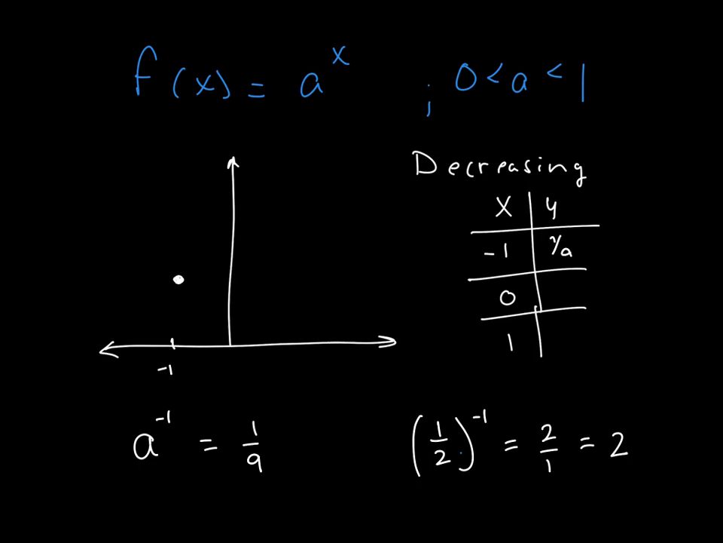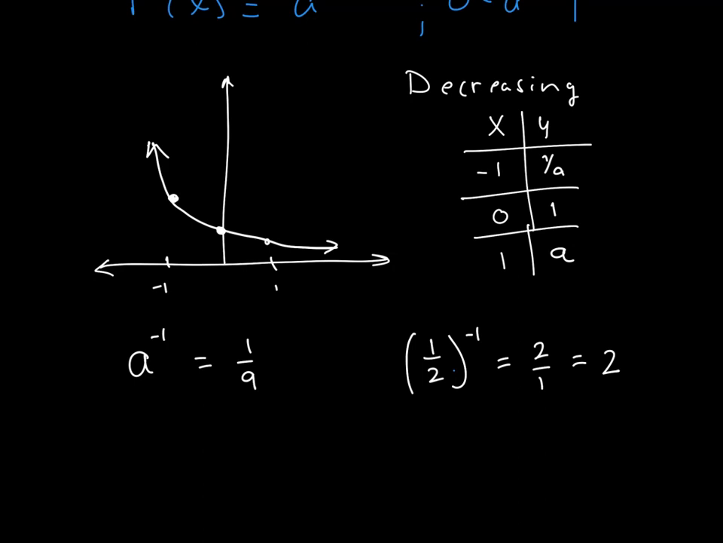The other 2 points that we have are the same as before. Anything to the 0 power is equal to 1. And the last one, anything to the first power is equal to itself. But with this, remember, it's getting smaller. The domain for this is the same, -infinity to +infinity. The domain goes from negative infinity to positive infinity. In the range, still everything is positive, so it goes from 0 to infinity.